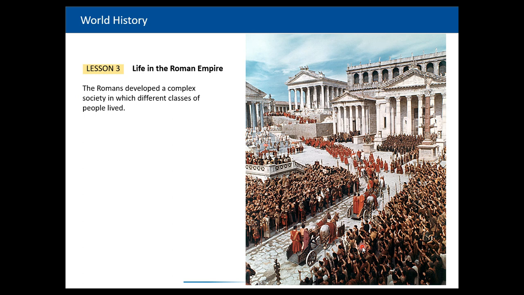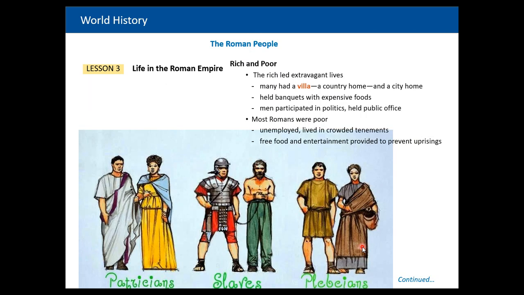Life in the Roman Empire. The Romans developed a complex society in which different classes of people lived. The rich and the poor were divided. The rich led extravagant lives, and many had a villa. A villa is a very nice home. It's a country home. It's not in the city, and a city home. A villa could be walled off. Usually, a villa has a wall around it, and it has a central area. And we're going to look at what villas are.